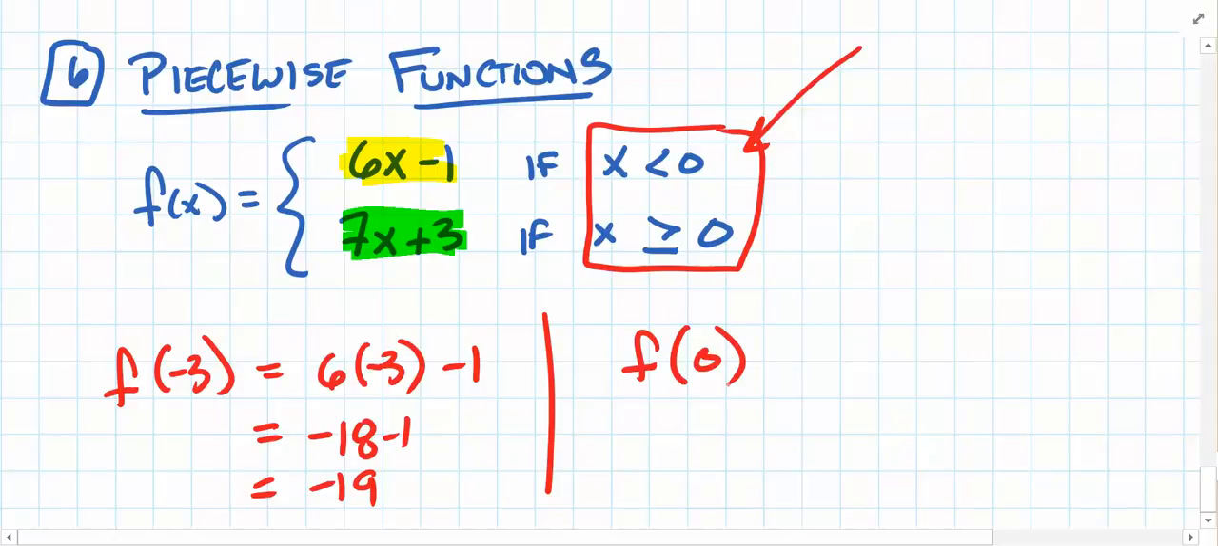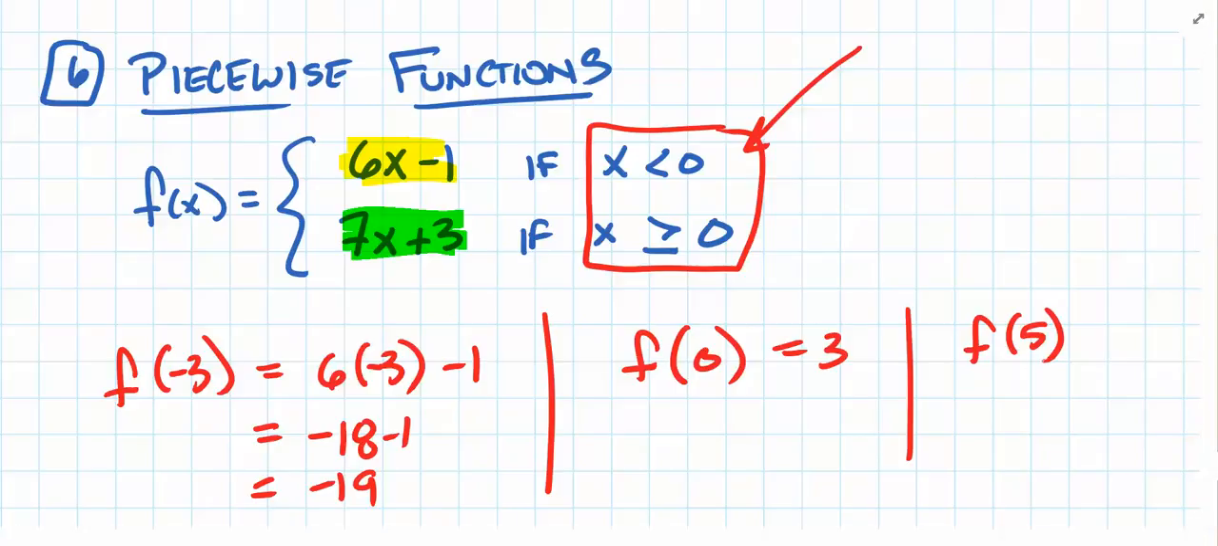What about if I ask you what's f of 5? Which one do you put it in? You put it in the green one, because 5 is bigger than 0, right? It's just which one do I put it into? Do I put it in the yellow or put it in the green? So put it into this one. It'd be 35 and 3, so 38, right? Okay, so you're going to have to do that tonight.